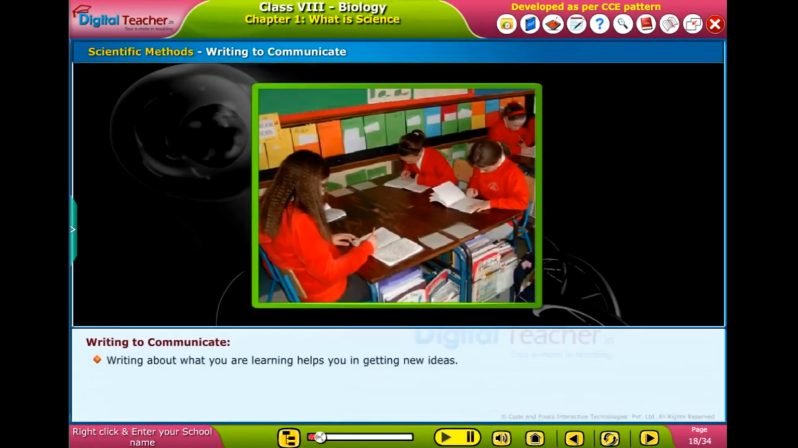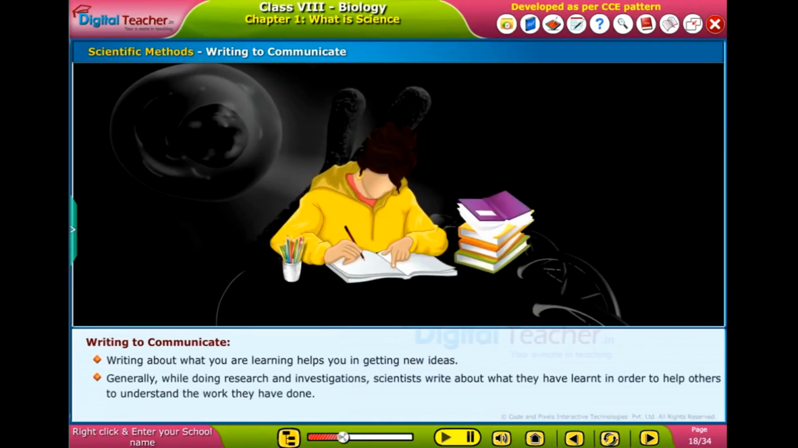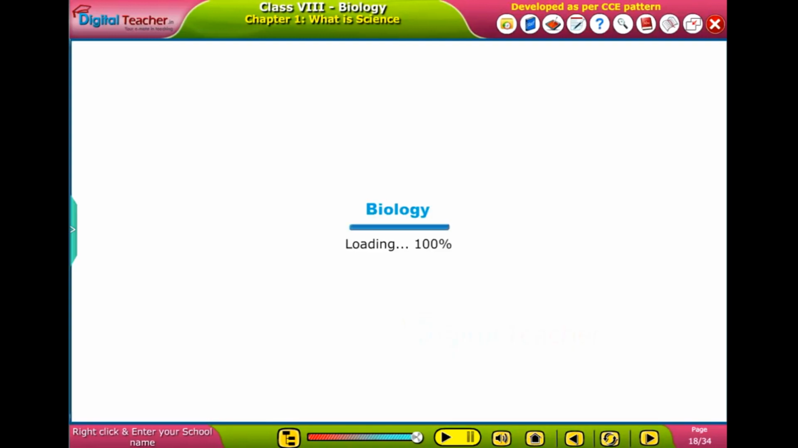Writing about what you are learning helps you in getting new ideas. Generally, while doing research and investigations, scientists write about what they have learned in order to help others understand the work they have done. If you want to write or work like a scientist, use the following writing methods to describe what you are learning.